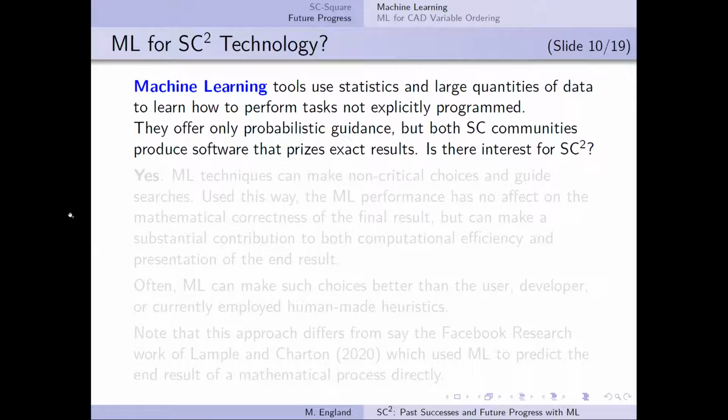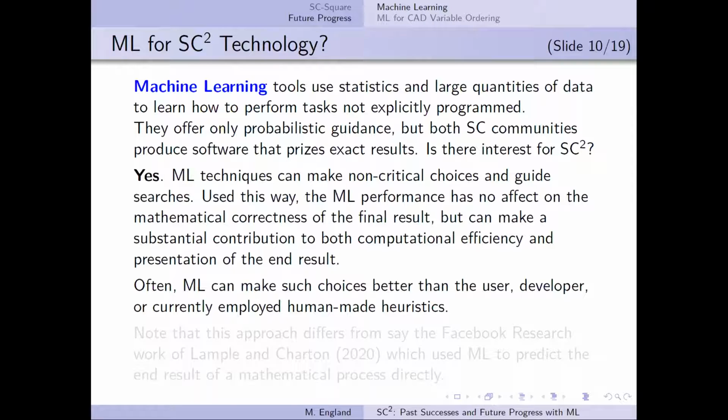That is to say, they give you an answer, but with good probability that answer is correct, but it's not guaranteed to be correct. And both of the SC communities, computational algebra, computational logic, produce software that prizes exact results. We want to know exactly the right answer and be confident in the answer that our software gives. So is there really interest for SC² of machine learning? So I would say yes.